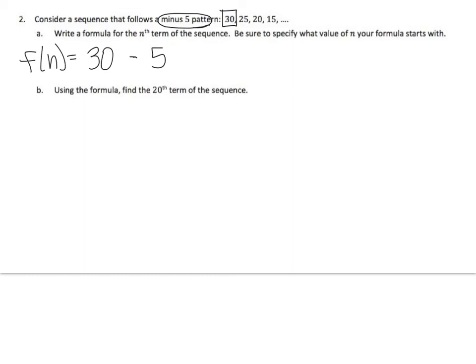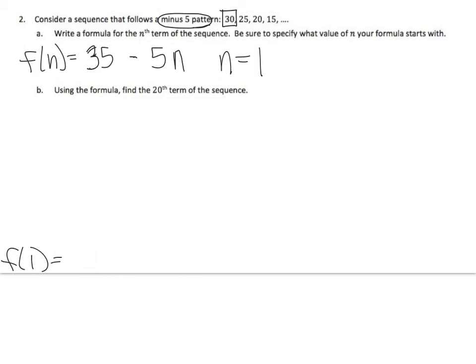For my second term, I need to subtract 5 twice. For my third term, I'm going to have to subtract 5 3 times. Fourth term, 5 4 times, right? So I always test out a few. F of 1 is 30. Oh, I made a mistake. We have to start with 35 if we're subtracting 5 each time, right? Okay. Oops.